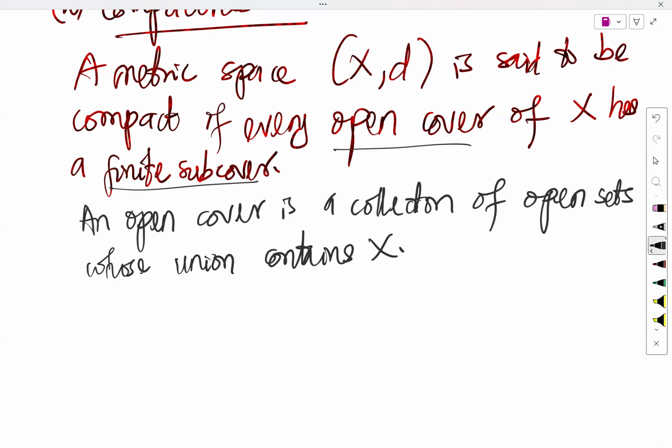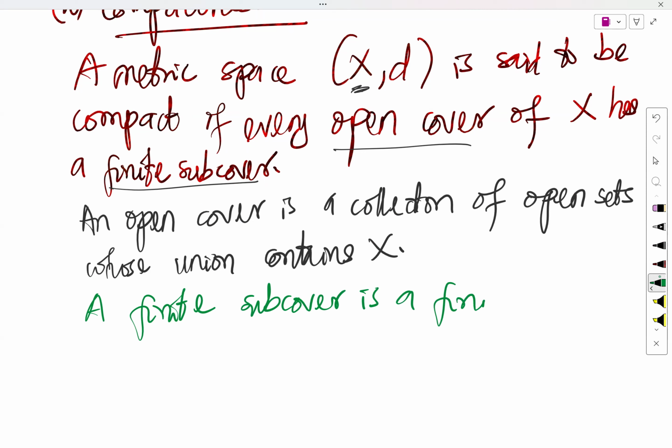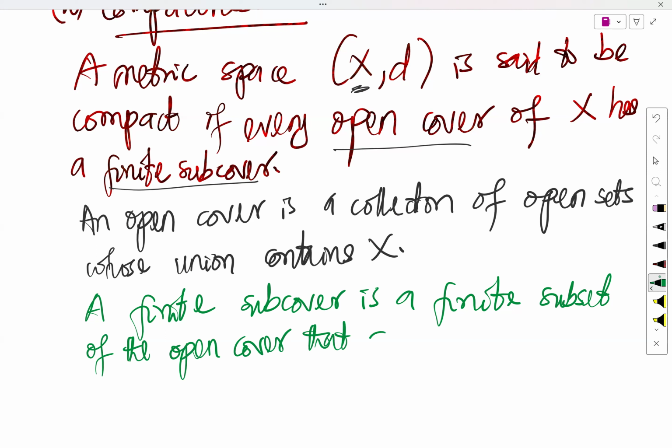So an open cover is a collection of open sets whose union contains X, that is X in the metric space. All right. Then talking about a finite subcover: a finite subcover is a finite subset of the open cover that still covers X.